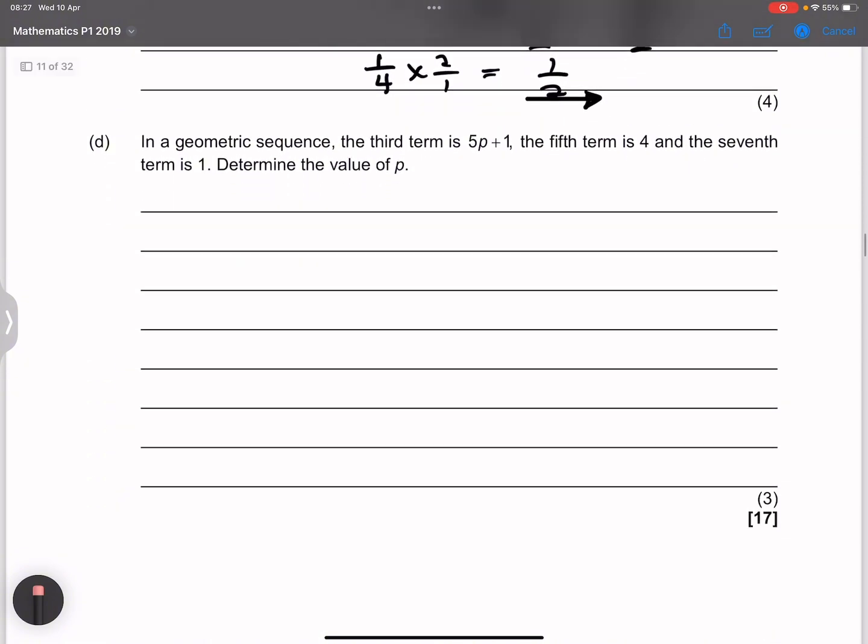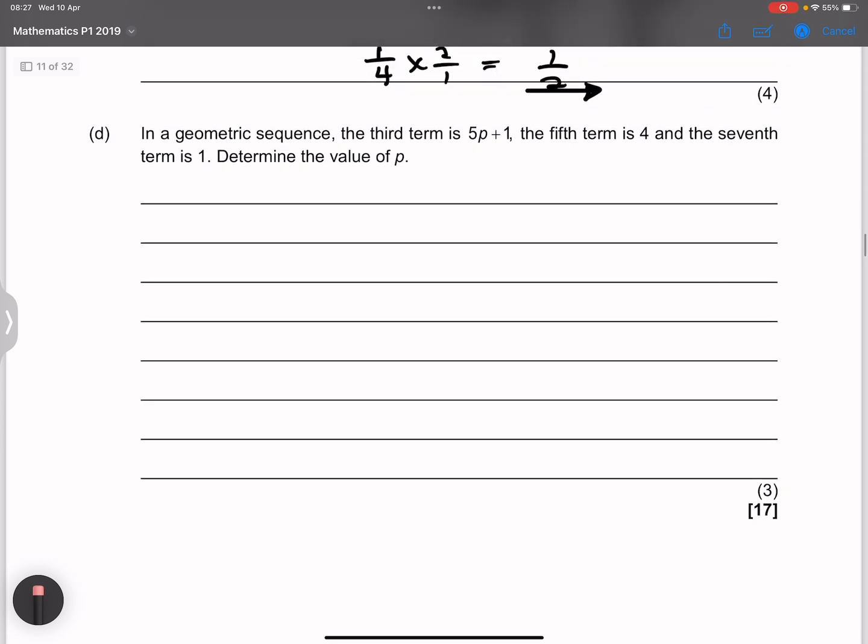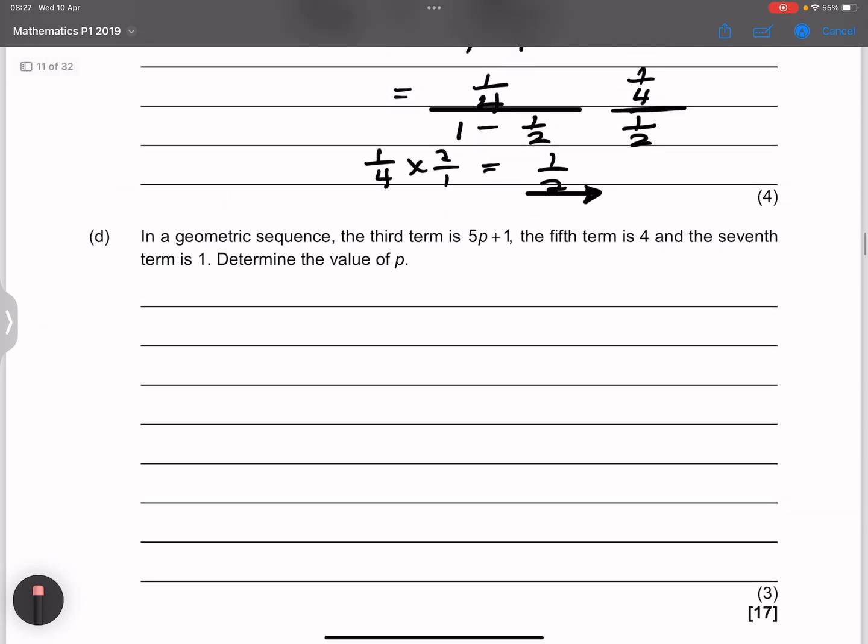Right, and finally, they say in a geometric sequence, the third term is 5p plus 1, the fifth term is 4, and the seventh term is 1. Determine the value of p. So we know that the third term, T3, would be equal to 5p plus 1. And they said that the fifth term is 4. So T5 is equal to 4 and T7 is 1.